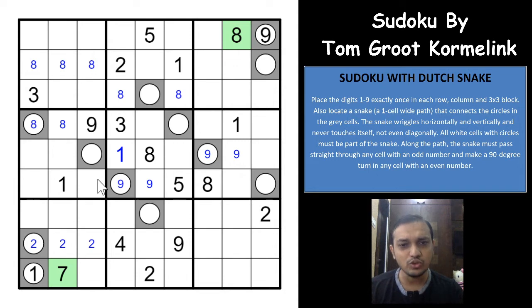According to the rules, wherever you have a turn in the snake, that cell has to be an even number. So if you take this cell as the turn, this is already an odd number, that we have placed using the classic rules. So this cannot be the turn for the snake; this would have to be the turn for the snake, right?